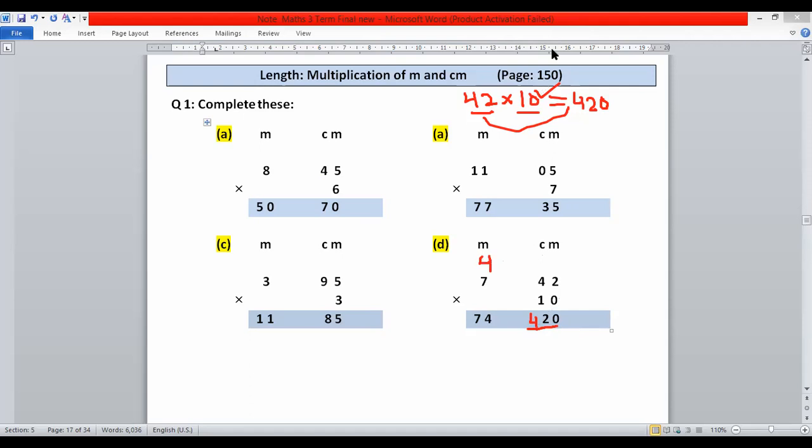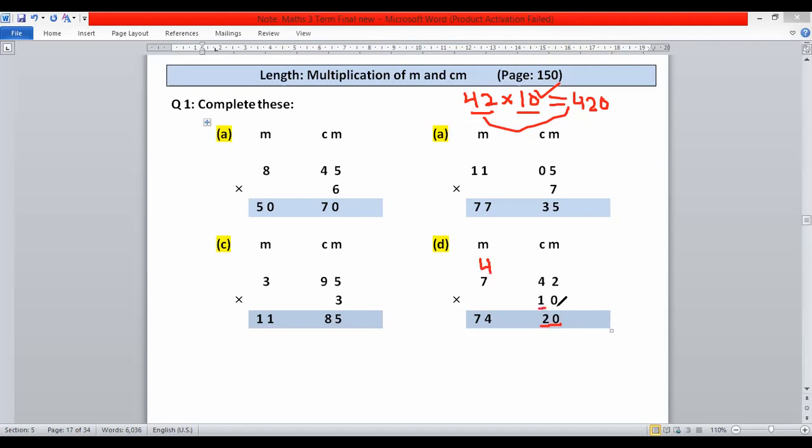Again, I am telling you this step. When you multiply 42 by 10, you get 420. Write 20 here and 4 carry, because 400 centimeter means 4 meter. So here we convert centimeter into meters. So write 4 up.